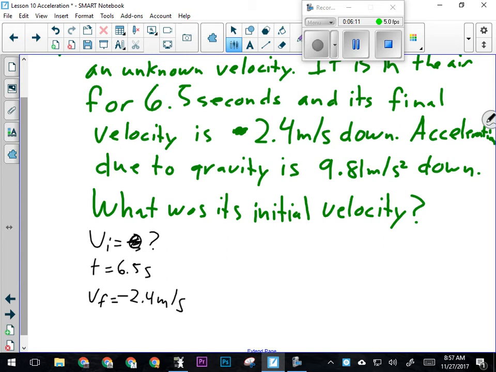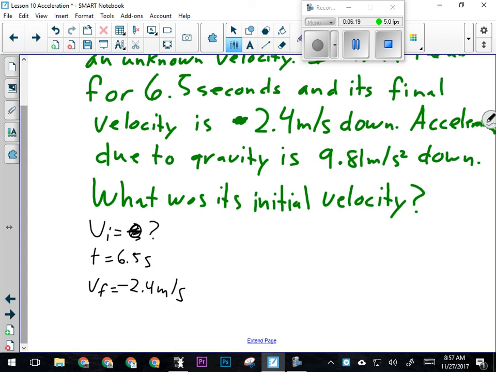Right, I'm going to make down negative. I always make down negative. Acceleration due to gravity is 9.81 meters per second squared down, so acceleration is negative 9.81 meters per second squared. So I have everything except VI. The formula is going to be A equals VF minus VI over T. Yes, you could draw the arrows on there, but it doesn't really make that much difference. So I'm solving for VI this time.